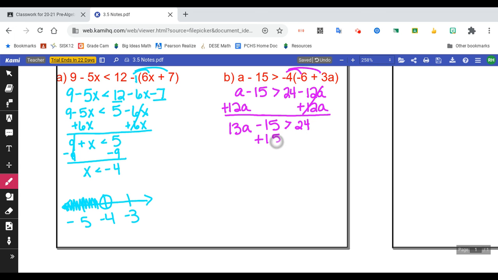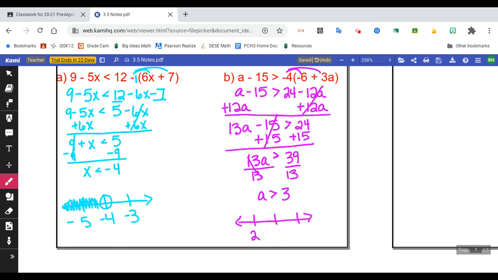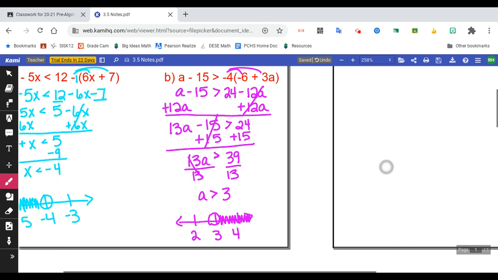I need to add 15 because it's subtraction. These cancel. 13a is greater than 39. Divide by 13. And a is greater than 3. So we didn't flip again. No negatives. I'm going to do 2, 3, 4. Open circle because it doesn't have an equal to. And greater than is to the right. Okay, excellent. Here we go.